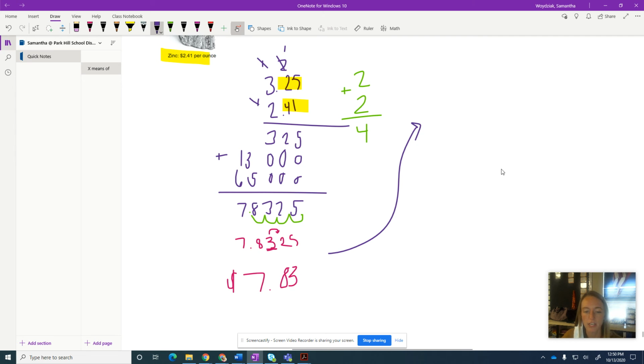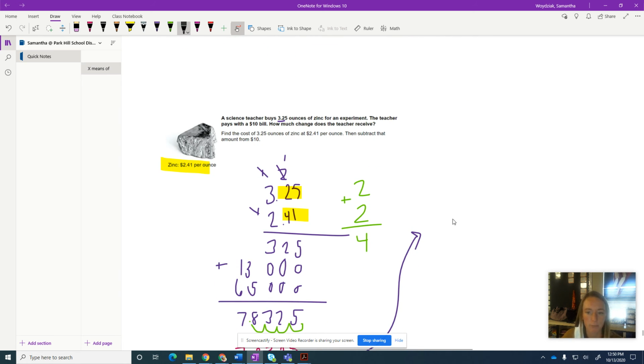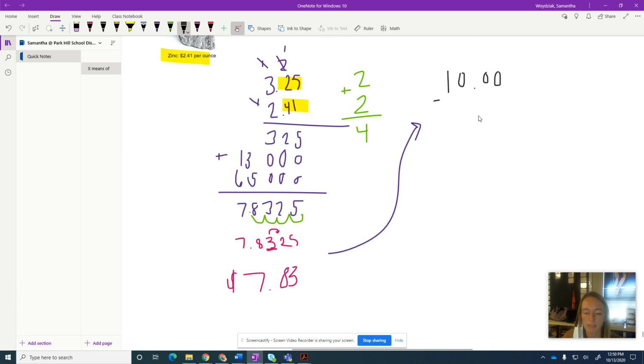We're going to move on to the next step of the problem. We'll do that up here. So we have $7.83 that we're spending, and this teacher is paying with a $10 bill. So we're going to take the $10 and subtract the amount, $7.83, from the $10. This will tell us how much money the teacher will get back, because they're spending $7.83 and giving the cashier $10. So let's subtract like normal. And notice that I did line up my decimal points, because when we add or subtract decimals, we line up our decimal point.